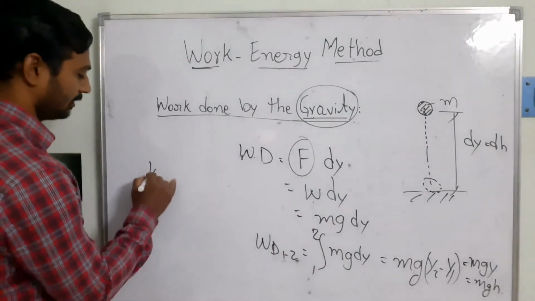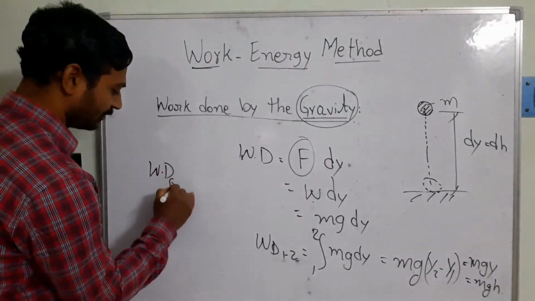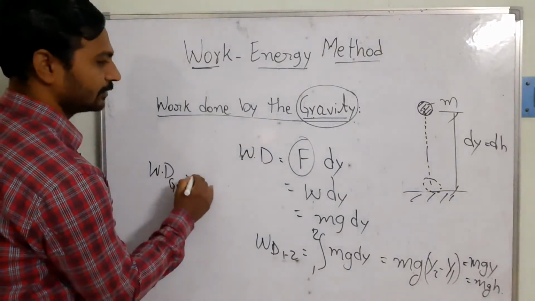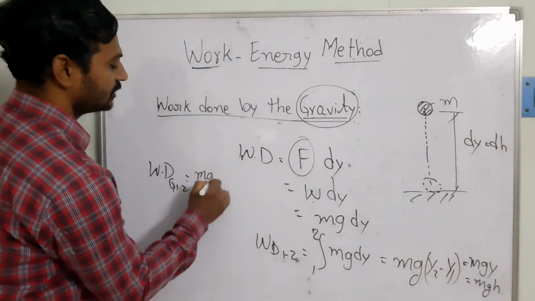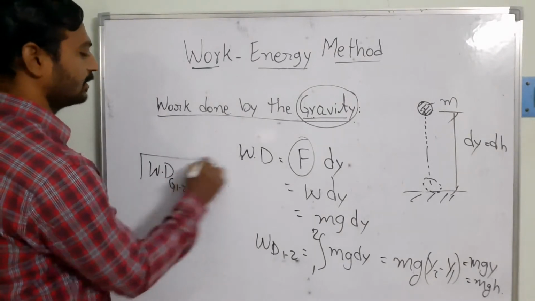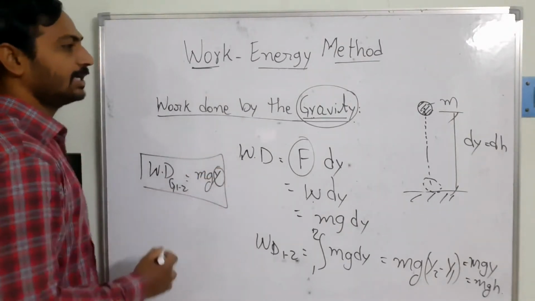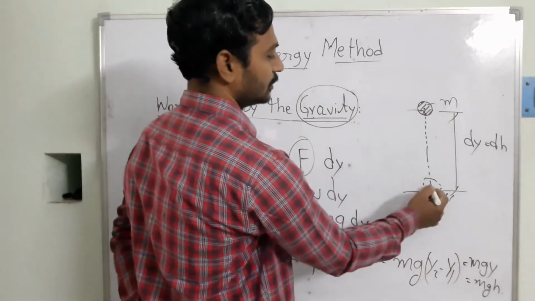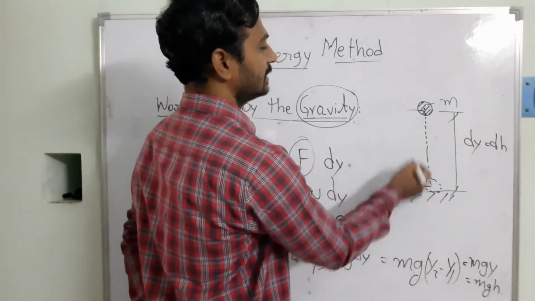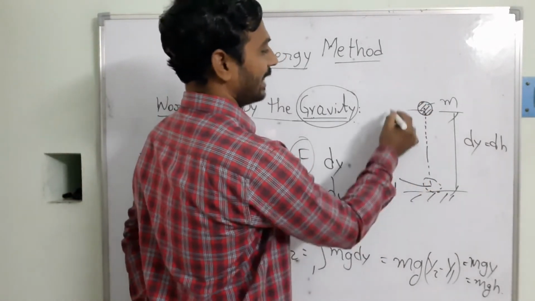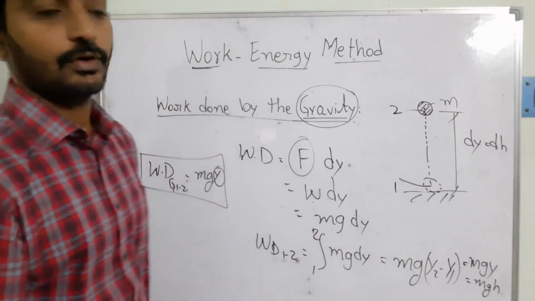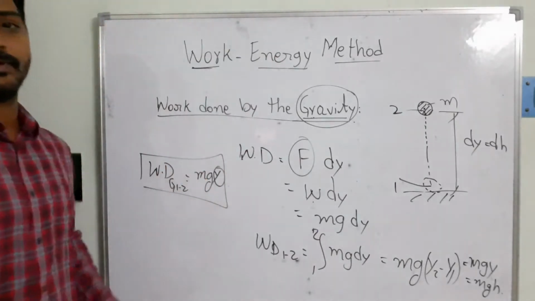The work done by the gravitational force from 1 to 2 is mgy, where y is the vertical distance traveled from position 1 to position 2. If you consider this to be position 1 and this to be position 2, on that basis we have derived it.